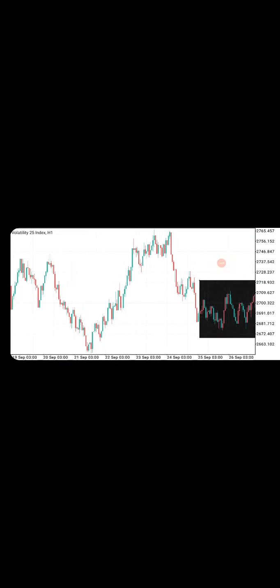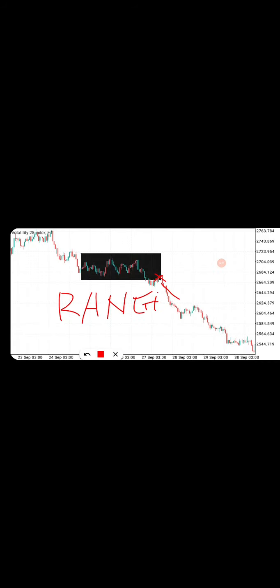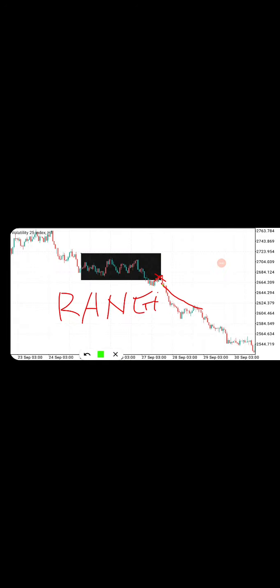Take a look at what I mean. So here you have what? You have a range, right? As you can see now, you have a range. So when the range finishes at this level, the range breaks at this level, what can you see? Guys, what can you see? You can see this movement, right? Allow me to change the color for you. All right, you can see all this movement.